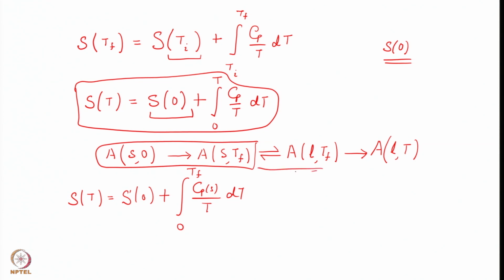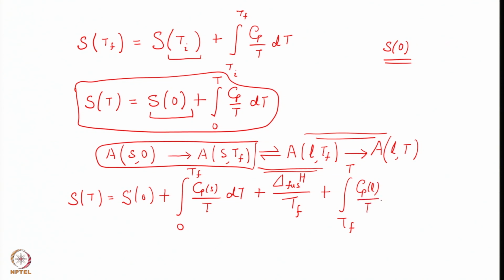Now there is a phase transition, and for the phase transition it is delta H fusion by freezing point. This is the entropy of phase transition you have studied in classical thermodynamics. And then when you further heat this liquid, plus integration Tf to a general temperature T, Cp of liquid by T dT. What this discussion suggests is that if by some chance you miss this phase transition, then your experimental value will turn out to be lesser than the theoretically predicted.